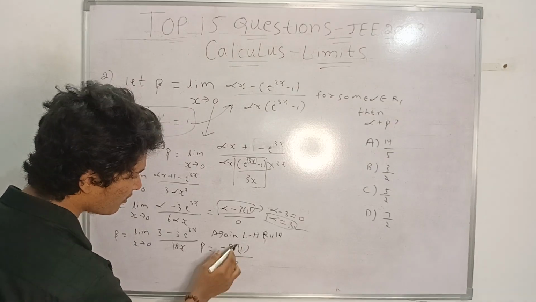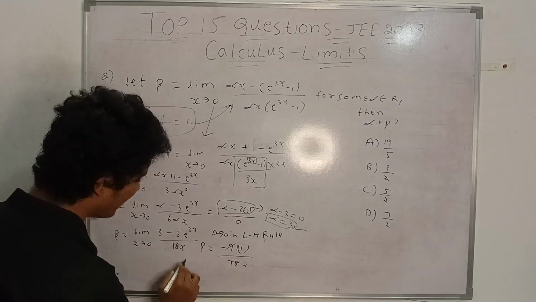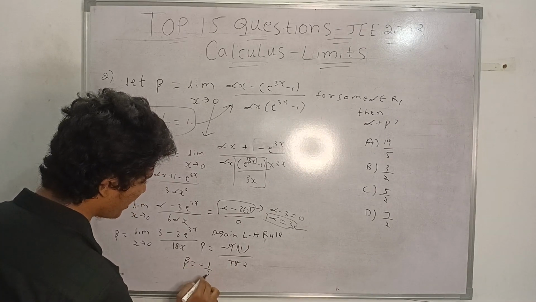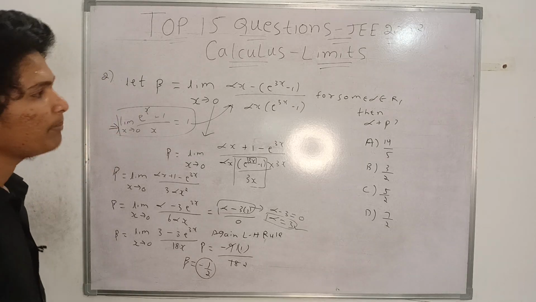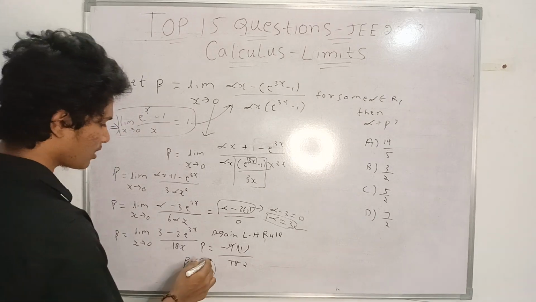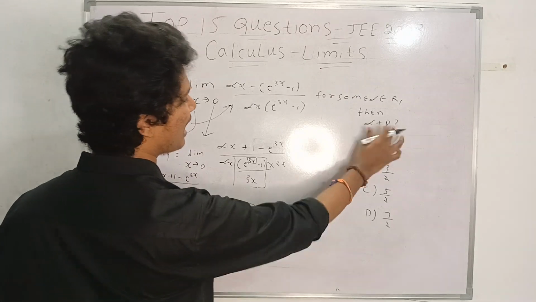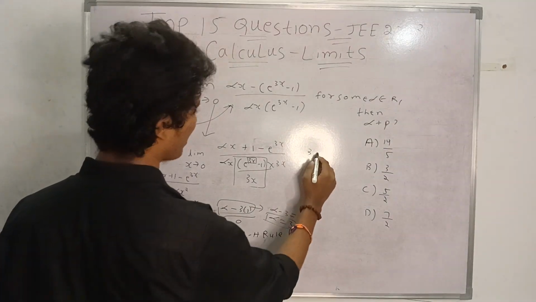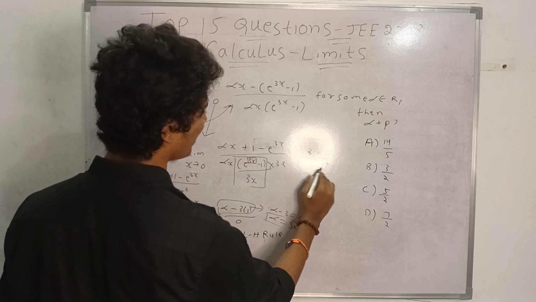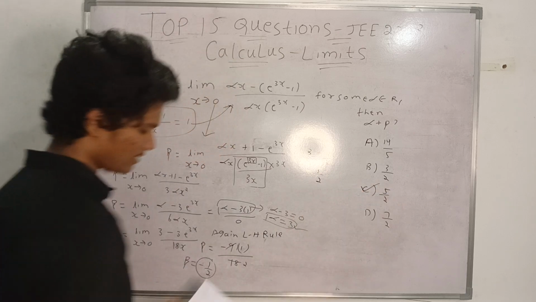So what will become? 9 ones are 9, divided by 18, so beta equal to minus 1 by 2. Now we have to check. Here beta equal to minus 1 by 2, alpha equal to 3. They are asking alpha plus beta. Alpha equal to 3, beta equal to minus 1 by 2, it will become 5 by 2. Option C is correct.